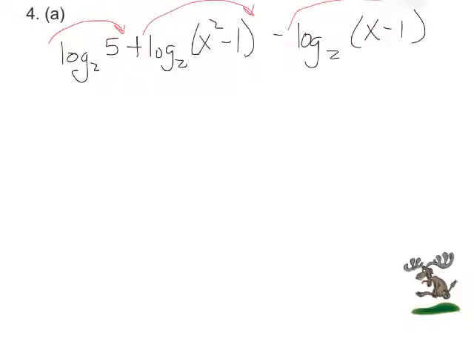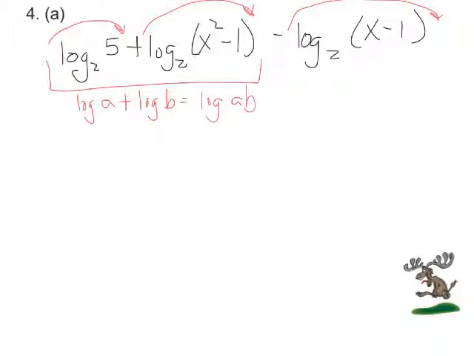But since there's no numbers in front, what we can do is we can combine them. Two logarithms that are being added together can be combined using the log property log A plus log B is log AB. So what we have here is log base 2 of 5 times x squared minus 1. So we've combined the first two logs.